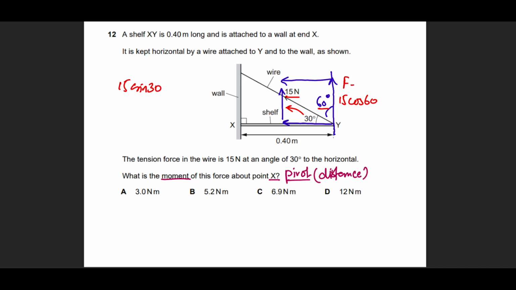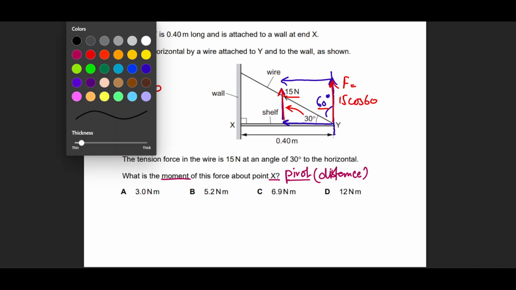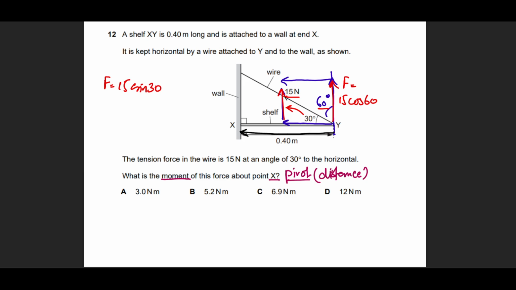So this is the force component that is actually moving in the upwards direction, but is going to eventually cause the moment, right? So we have the distance from the pivot, which is given to us as 0.4. I can choose any one of them. So 15 sine 30 multiplied by 0.4 or 15 cos 60 multiplied by 0.4. You will most definitely get the same answer, and that is going to be 3 Newton meters. You can try this. You can pause the video and try this. 3 Newton meters.